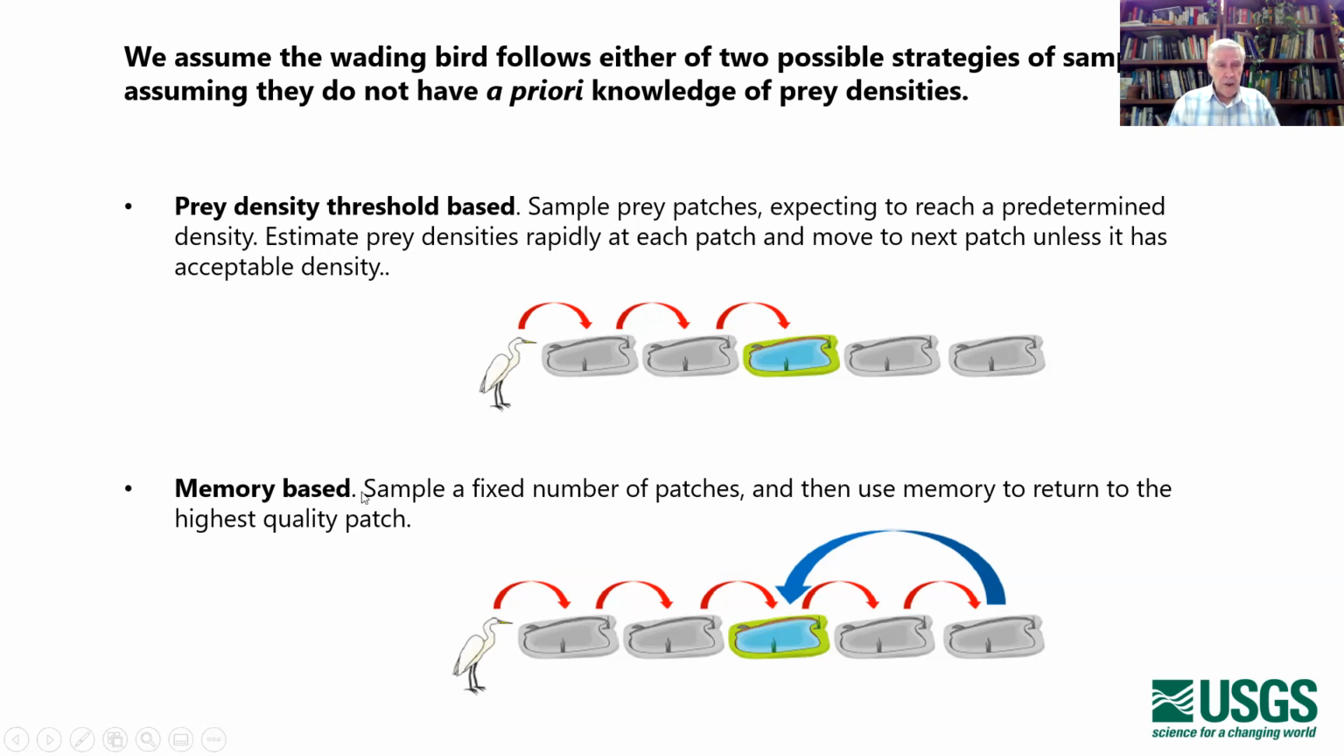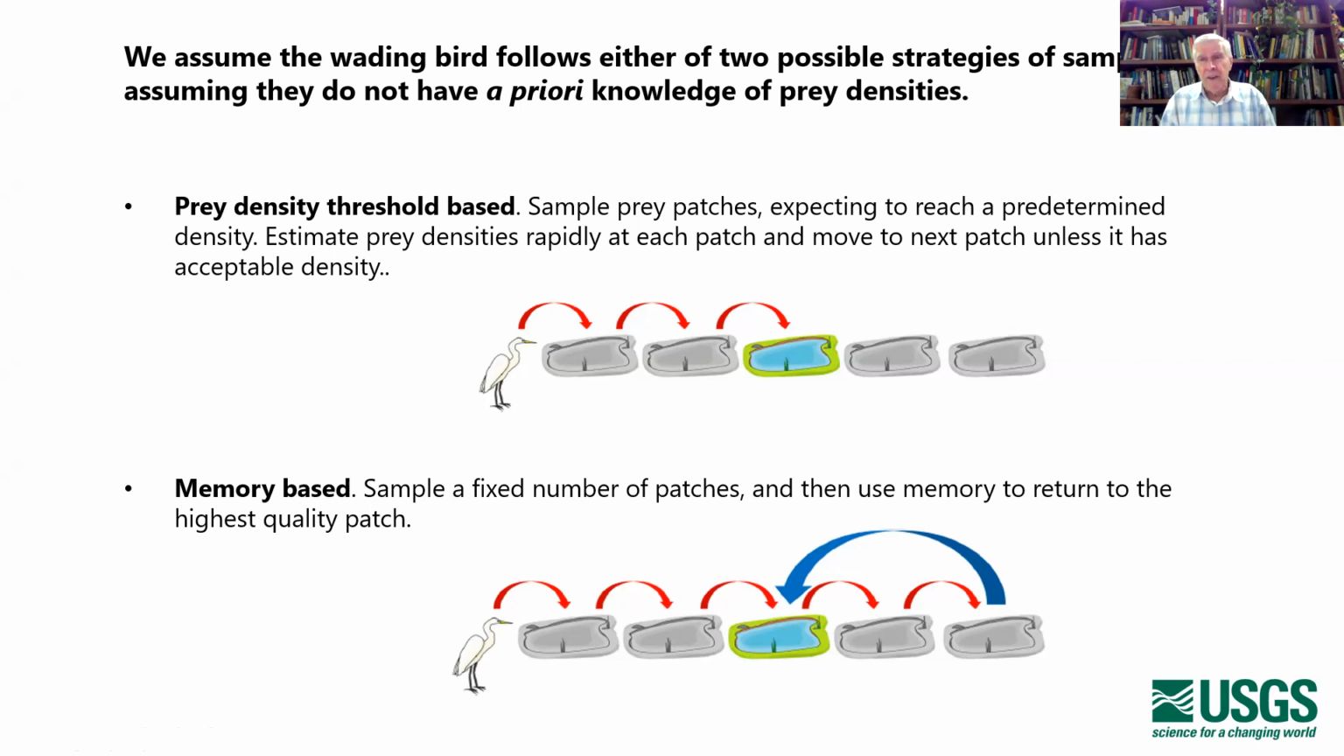The other strategy is memory-based, and that is they sample a fixed number of patches, then use memory to return to the highest quality patch. So these are two hypothetical strategies. We don't know what they really use.